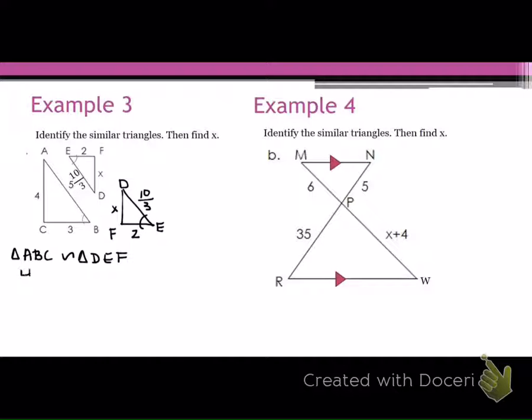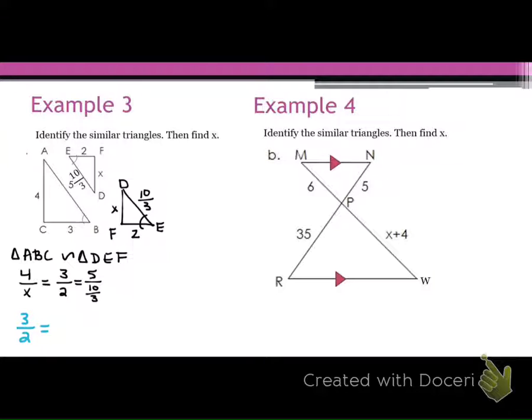So I have 4 over x, because they are both AC and DF, which are my outside ones. BC is over EF, so that's 3 over, is that a 2? Yeah, not a Z. So 3 over 2. And DE and AB line up, so that would be 5 over 10/3. Okay, so we're finding x. What two would you like to set equal to each other for the proportion, Brandon? 3 over 2 and 4 over x. Why didn't you choose 5 over 10/3? Because it's just more work you don't have to do.